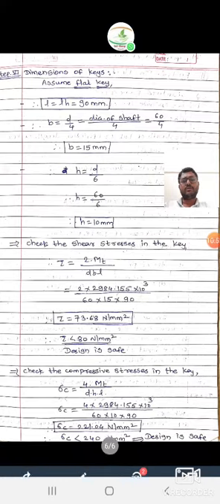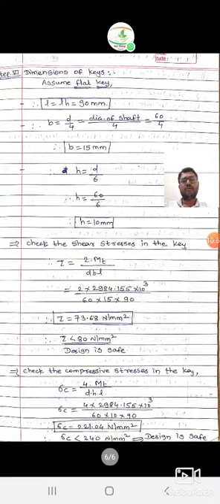Check the compressive stresses in the key. We know that sigma c equal to 4 Mt upon d h l, means you have to check the compressive stress. Sigma c equal to 221.04 Newton per mm square, and we know that compressive stress we have already calculated, that is equal to 240, means this 221 is less than 240, means our design is safe.